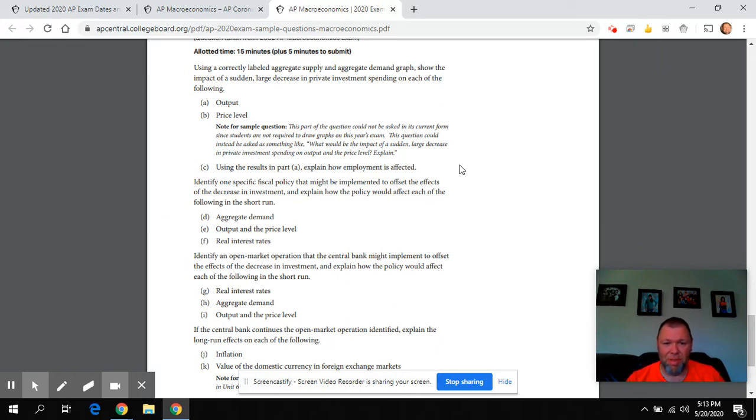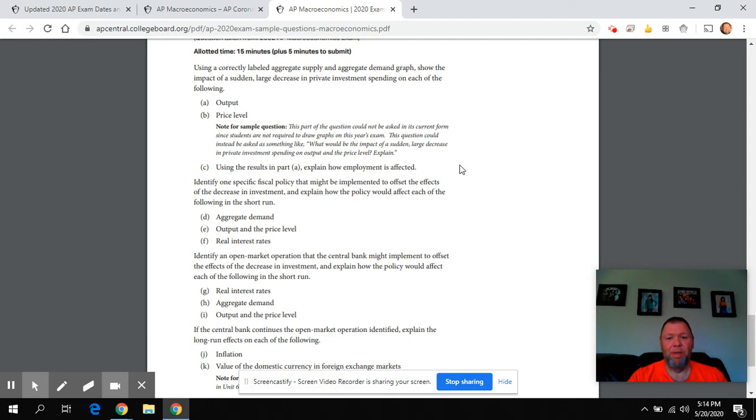And then it says explain. Output will fall because there will be a decrease in investment, which shifts the aggregate demand curve to the left. Price level will fall because the aggregate demand curve shifted to the left. Right? Using the results in part A, what will happen to employment? Employment will decrease because there will be less output, so firms will want fewer workers.